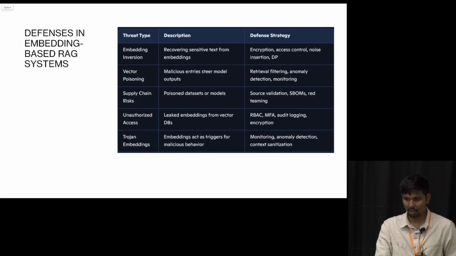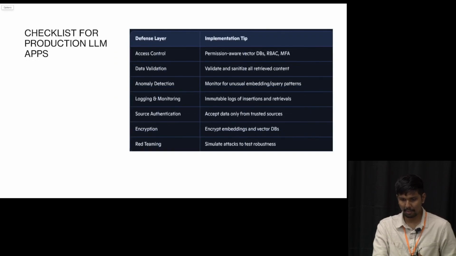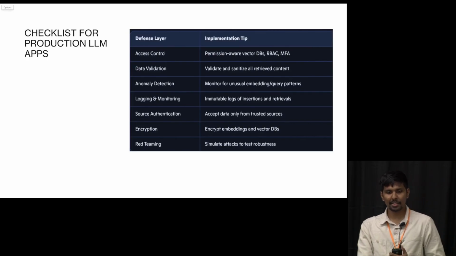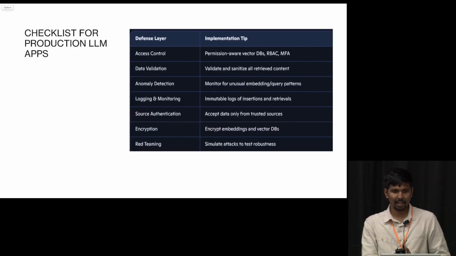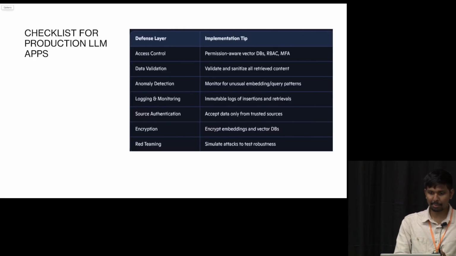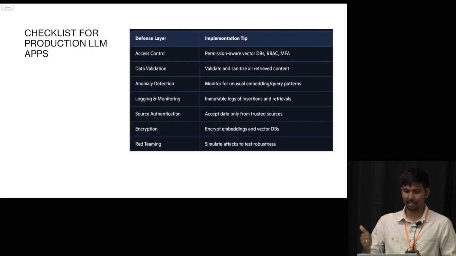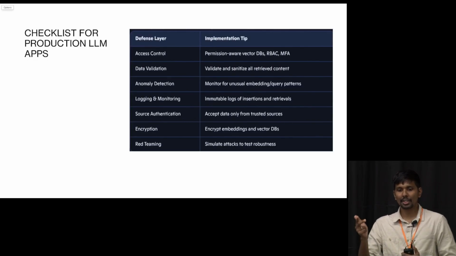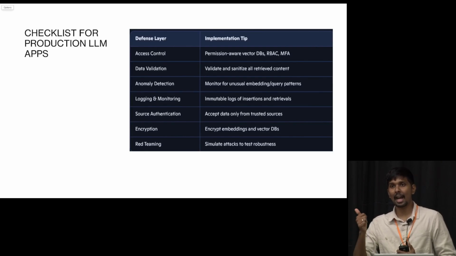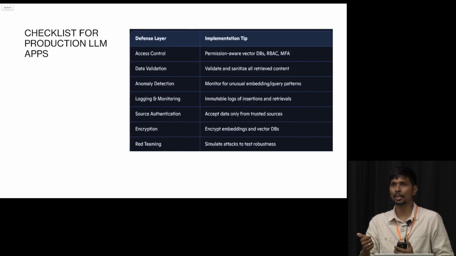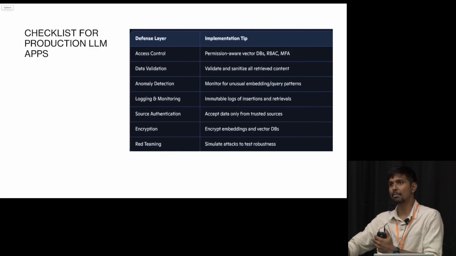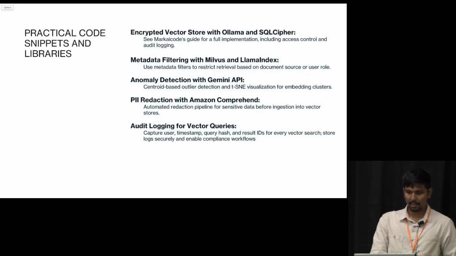I think other things are commonly covered by me, and all of this can be a checklist for software engineers building AI applications: especially access control, data validation, anomaly detection, which can be optional, logging and monitoring, source authentication, encryption, and when they are testing, red teaming, simulating all the existing attacks so that our application or LLMs don't do the same thing.